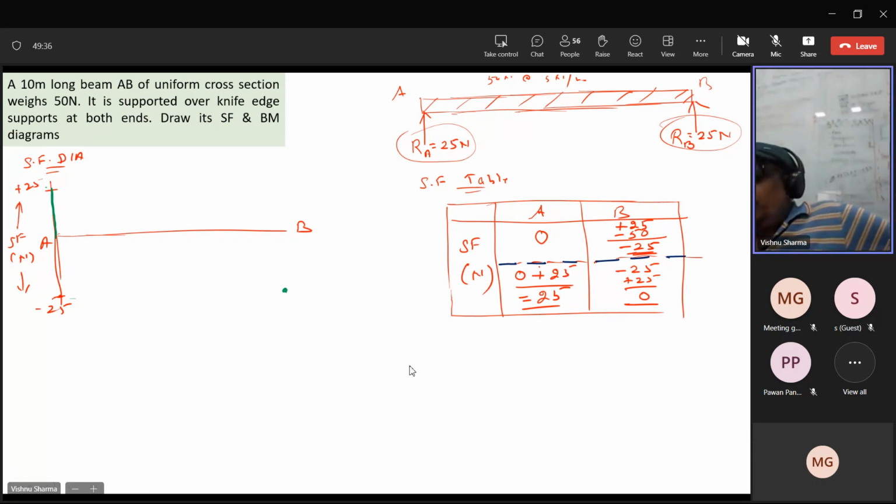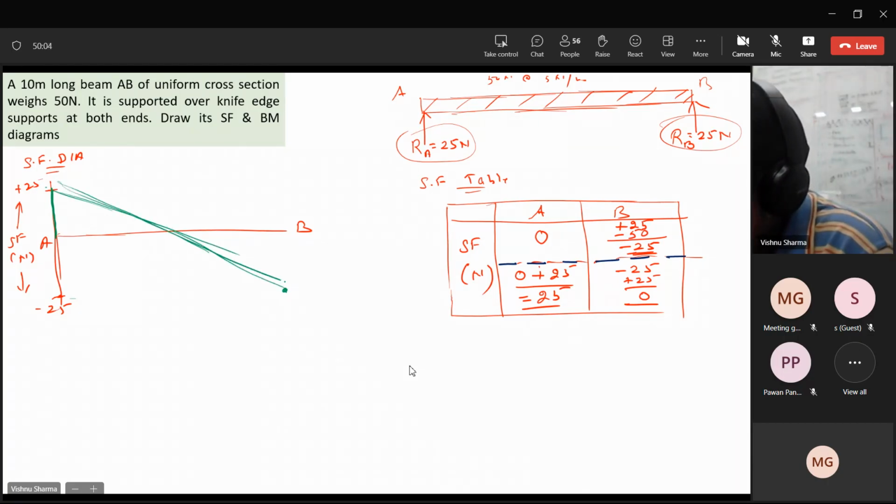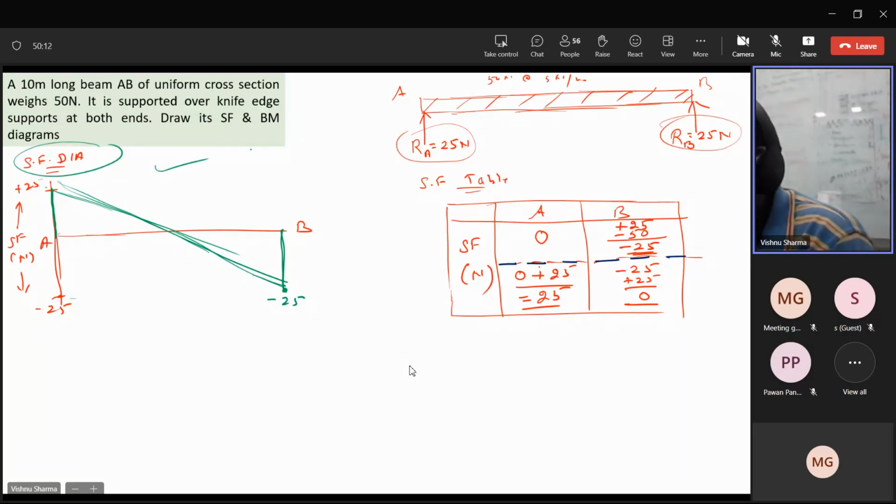Now to decide whether I join with a straight line or how do I join, I take my eyes to the beam diagram. When I look at the beam diagram, I see that the change from A to B is at a uniform rate because of the uniform cross section of the beam, uniform weight of the beam. Therefore, these 2 points will have to be joined by a straight line. This is minus 25 and then it becomes 0. This is the SF diagram of this particular question. Do you agree, guys? Yes or no? Yes, sir.